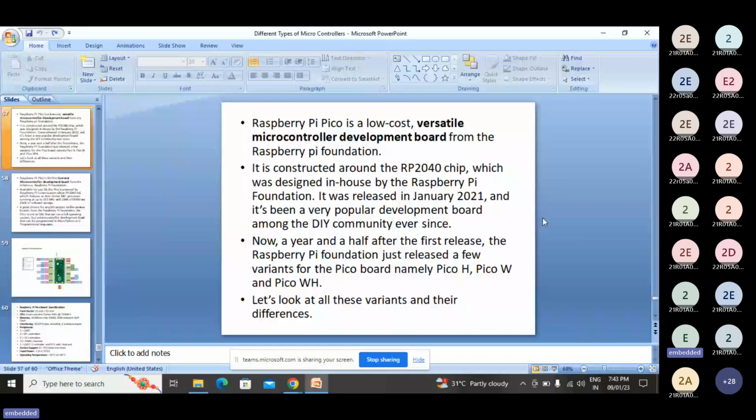Now, a year and a half after the first release, the Raspberry Pi Foundation just released a few variants of the Pico board, namely Pico H, Pico W, Pico WH. Let's look at all these variants and their differences. So, Raspberry Pi Pico is the first low-cost microcontroller development board from the famous Raspberry Pi Foundation.